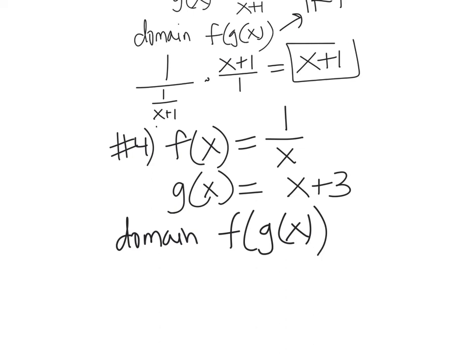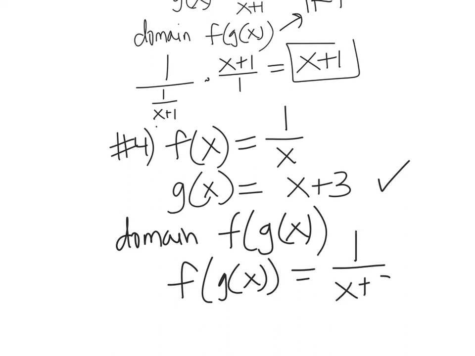So not only do you need to look at the domain of g of x, but you also need to look at the result, which is f of g of x. 1 over x plus 3 is f of g of x, and we know the domain of that is all real numbers except for -3. So you need to look at both. The other ones we did came out to be all real numbers, but if it's not all real numbers, you have to include that too.